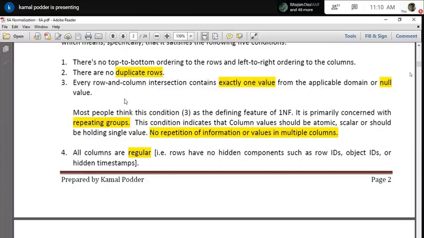Every row and column intersection contains exactly one value. This is the most important one: either one value or none. It cannot contain more than one value. I will discuss this because this point is very important, and nowadays everybody thinks this is the main thing of the first normal form. There should not be any repeating values or multiple columns.